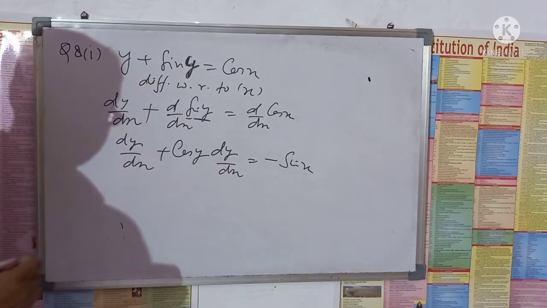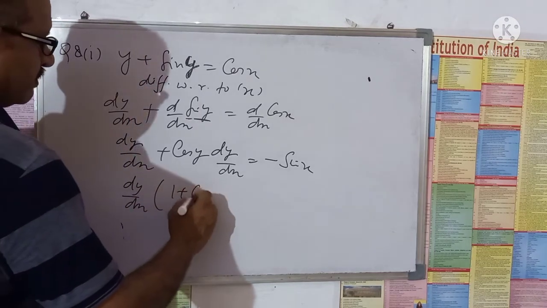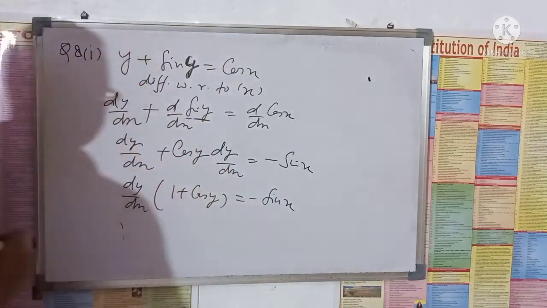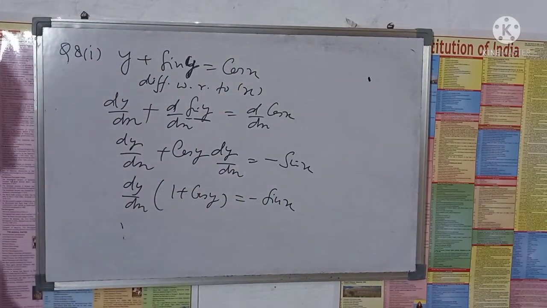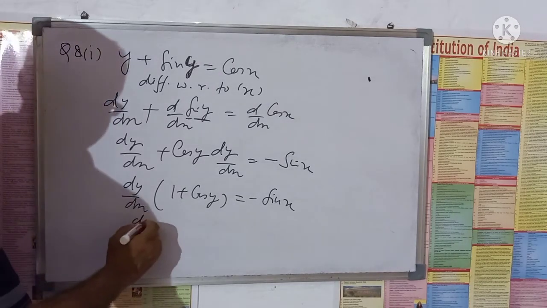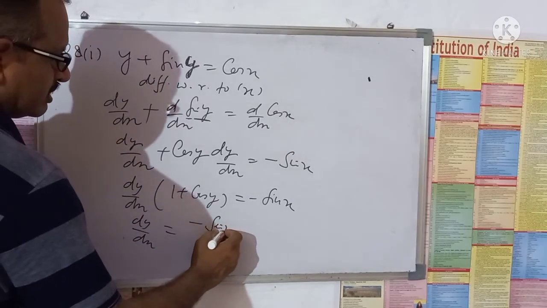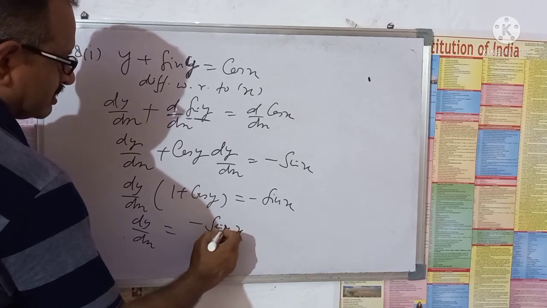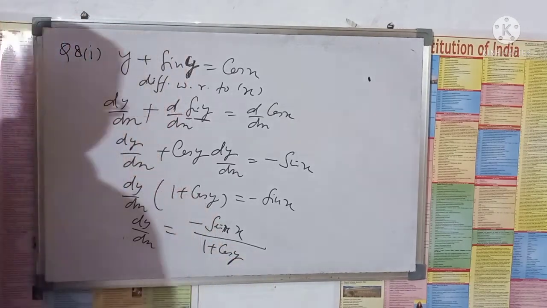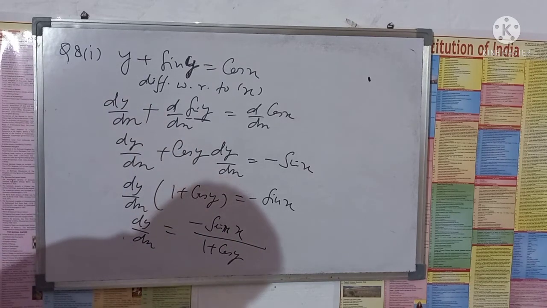Take dy by dx common. So we will get here (1 plus cos y) dy by dx is equal to minus sin x. So what will be dy by dx? Minus sin x upon 1 plus cos y.